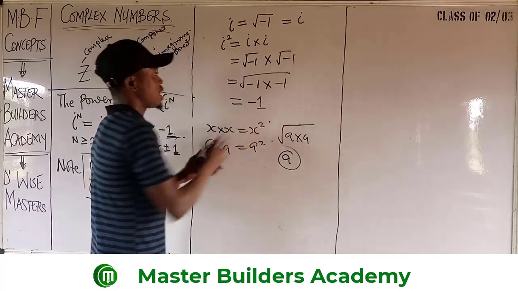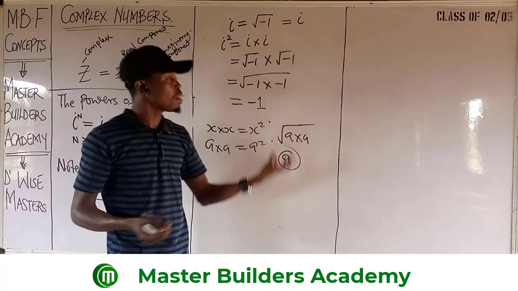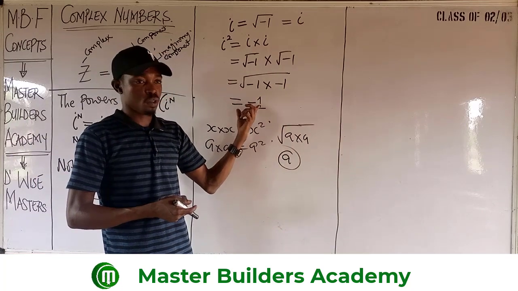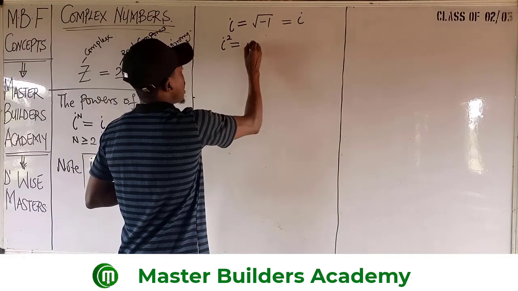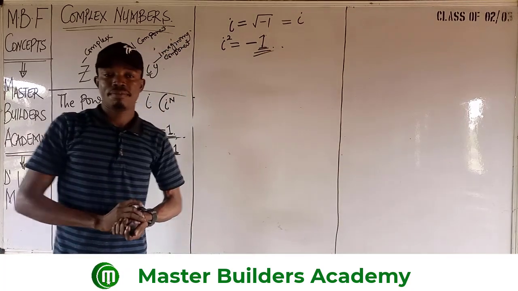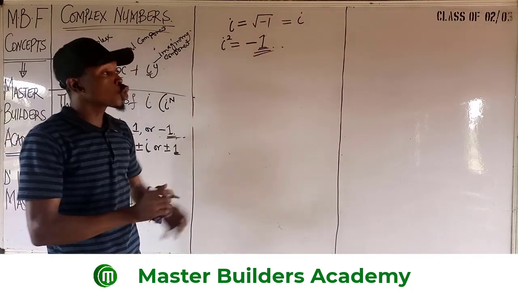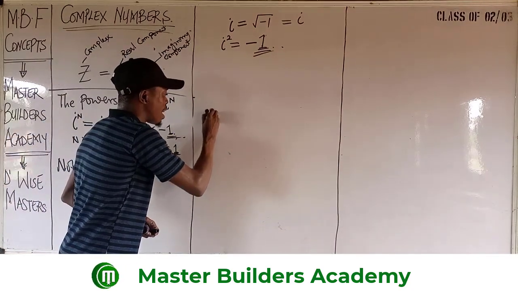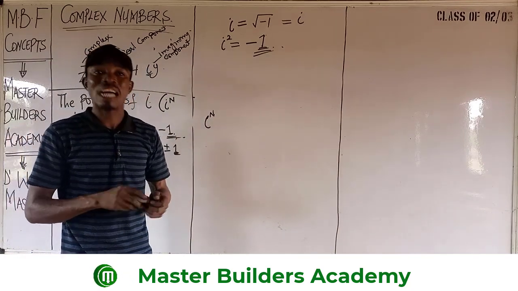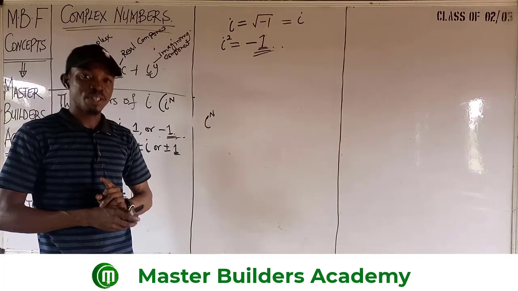Then from here we are going to get it. But in this module, we are not actually interested in proving all of this, okay? I just want to show you how i raised to the power of 2 is equal to minus 1. So understand that i squared is equal to minus 1. This is how it is. So you need these two, i and i squared, to solve i raised to the power of n, no matter how small or how high n is.